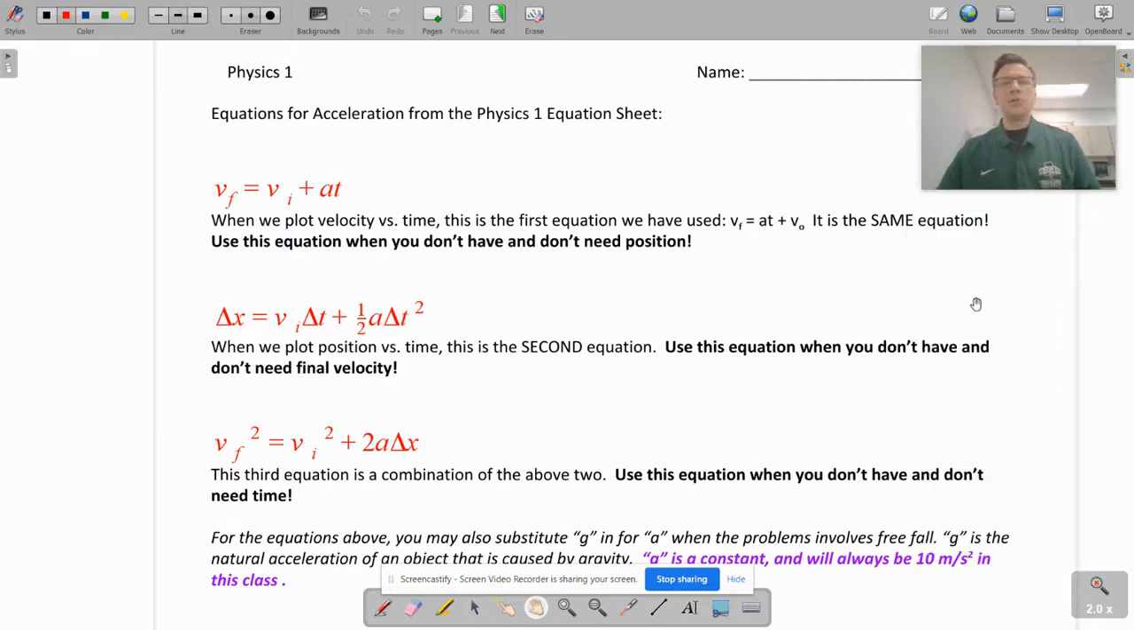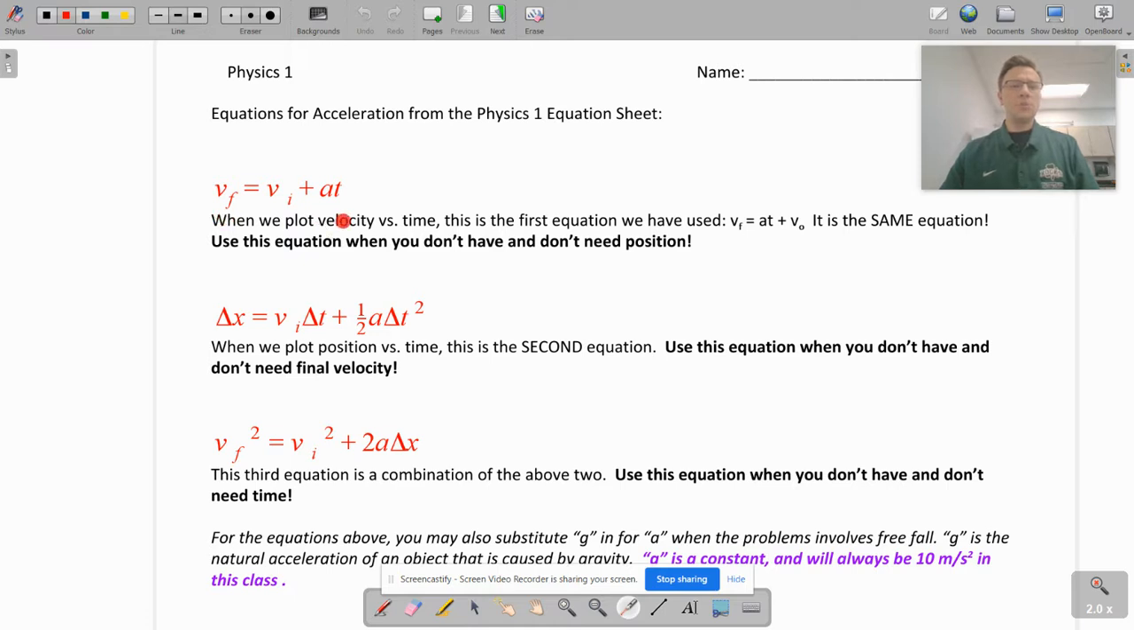Today we're going to be talking about acceleration math problems. We're going to start by going through some of the equations, what the variables mean, and when to use these equations. Then we're going to do a few practice examples, and then you'll do the practice exercises on your own. So let's jump right into it.